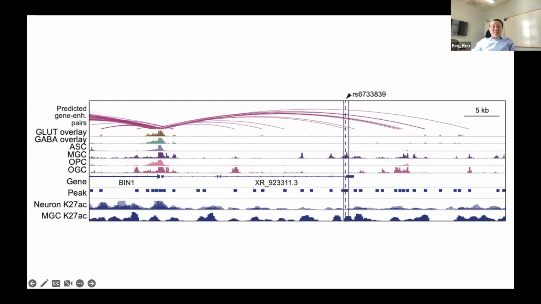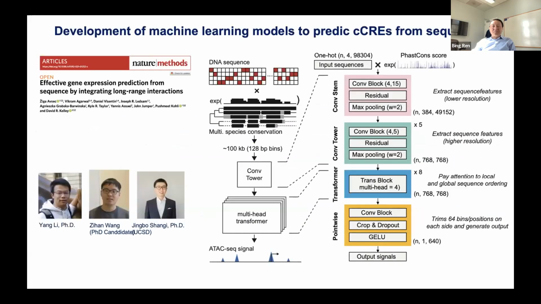Here is a gene known as BIN1, a major risk locus for Alzheimer's disease. You can see this risk variant for Alzheimer's disease sits squarely on an enhancer that was discovered in microglia cells, and this enhancer is predicted to interact with BIN1. So we can use this to study how BIN1 regulation is disrupted by the genetic variants.